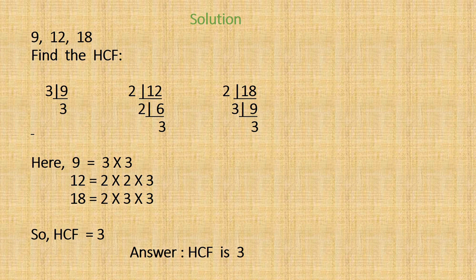9 equals 3 multiplied by 3, 12 equals 2 multiplied by 2 multiplied by 3, 18 equals 2 multiplied by 3 multiplied by 3. Students, look on the screen. Here only one digit is common for all numbers. What is that one? Yes, you are right. This is 3. That means for 9, 12, 18, one number is common. It is 3. 3 is the highest common factor.